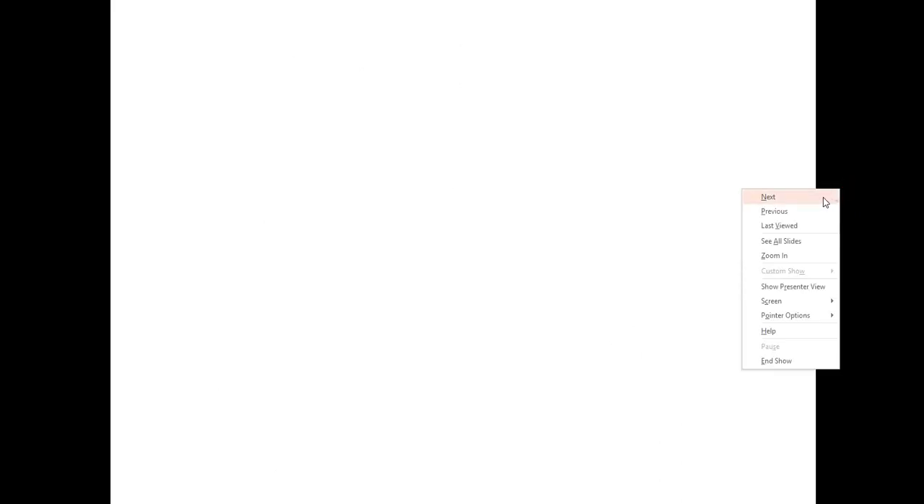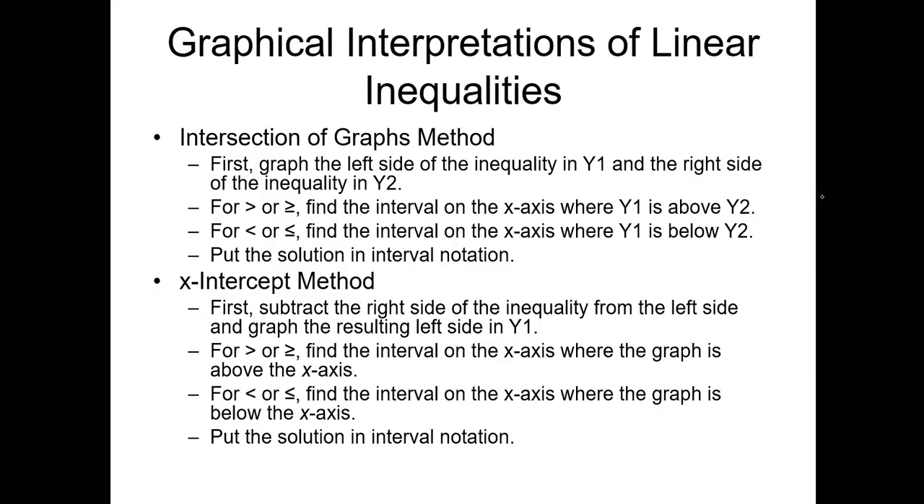Okay, I think I'm going to skip showing you a third example and go right into talking a little bit about how to do the graphing. We did the graphing earlier with equations, and you guys saw the intersection of graphs method and the x-intercept method. We can apply both of those methods here too with inequalities.